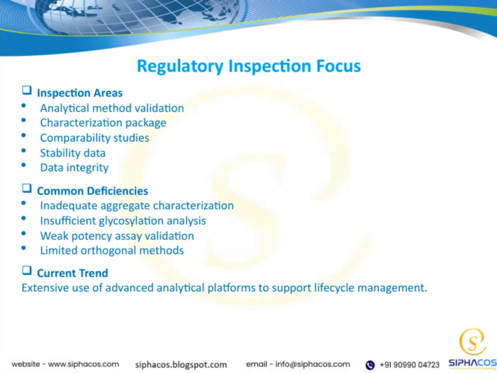When regulators come knocking, they zero in on a few key areas. They want to see solid analytical method validation, a thorough characterization package, clear comparability studies, reliable stability data, and of course, rock-solid data integrity. Common pitfalls: things like incomplete aggregate characterization, not enough glycosylation analysis, weak potency assay validation, and a lack of orthogonal methods. The trend now is leaning heavily on advanced analytical platforms. These tools help manage the product throughout its entire life cycle, keeping everything on track.